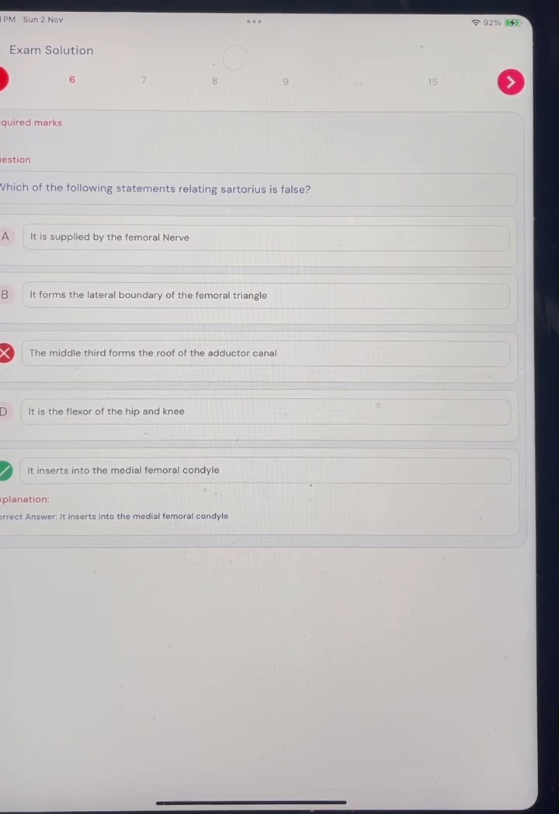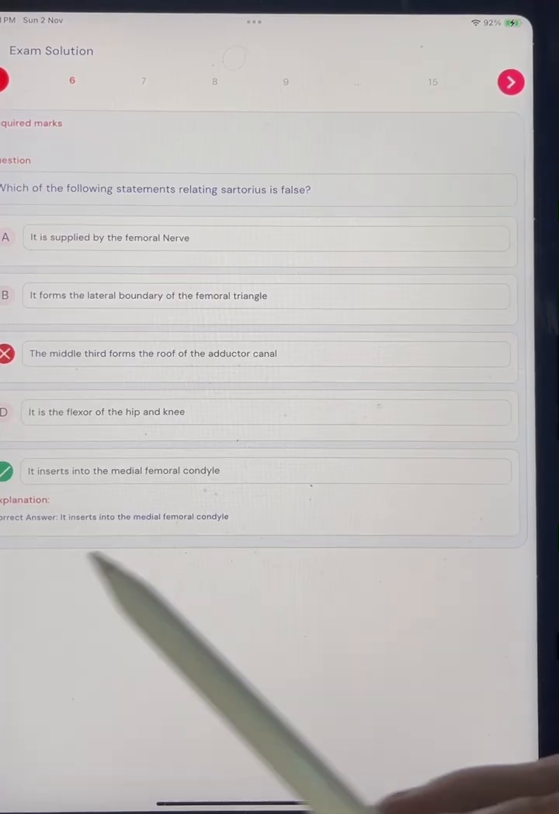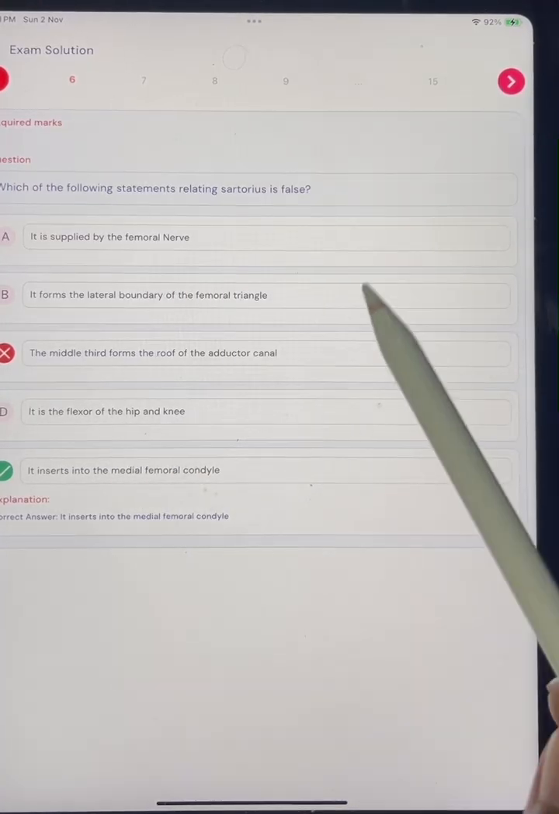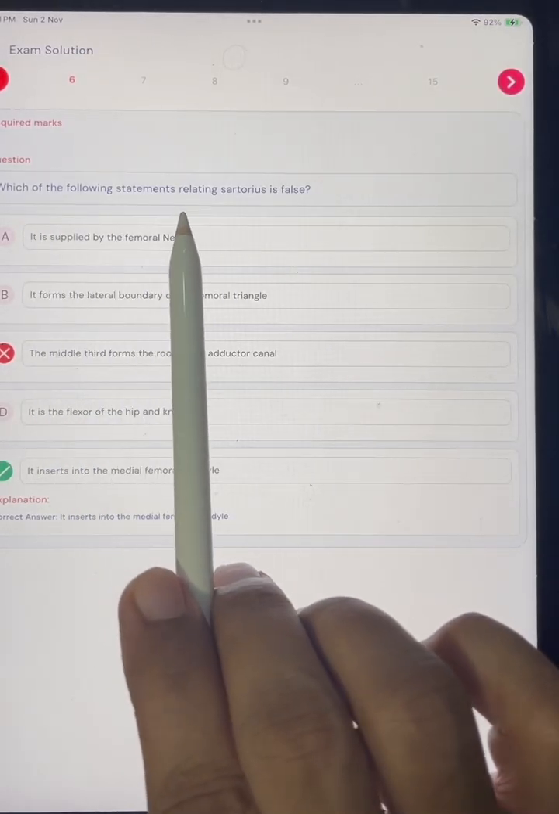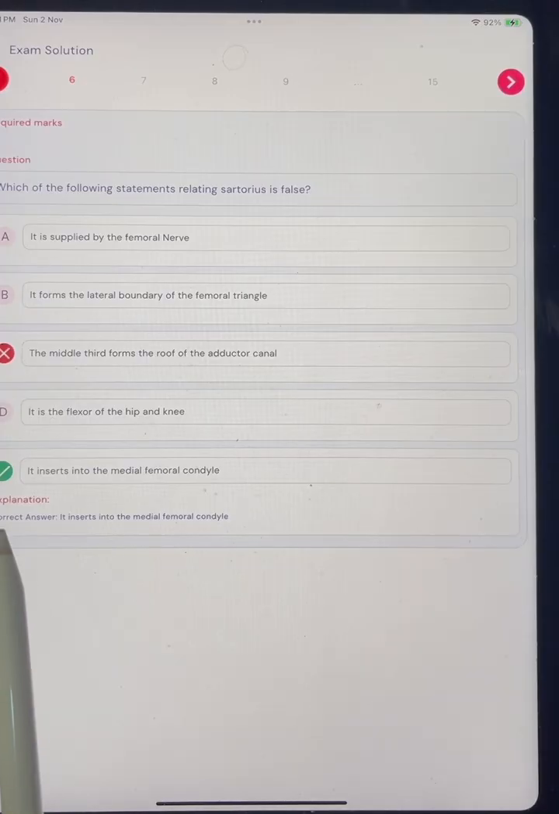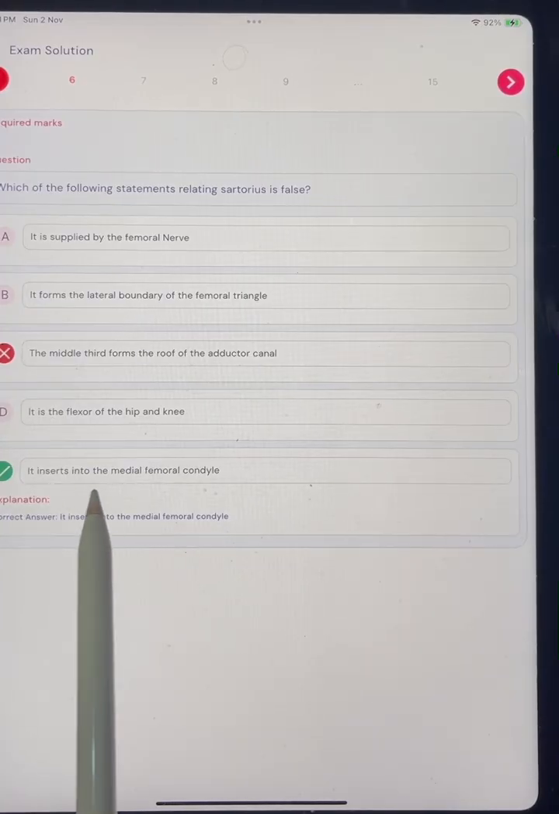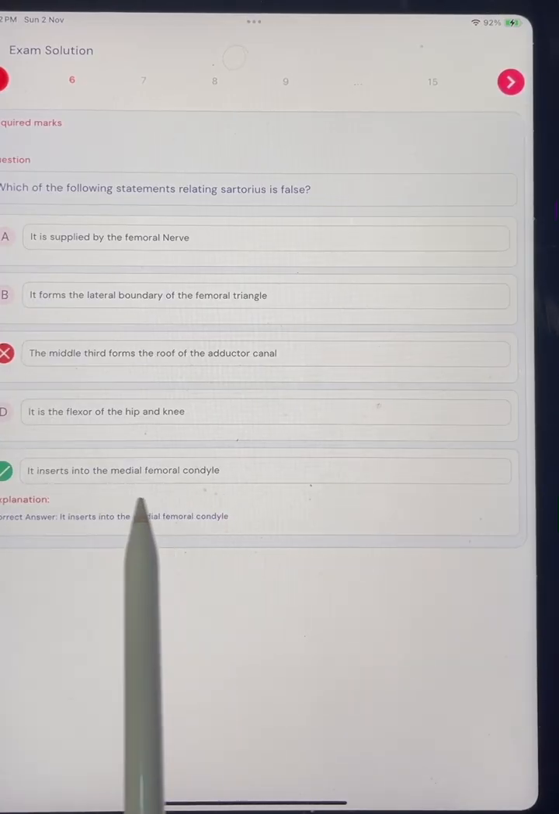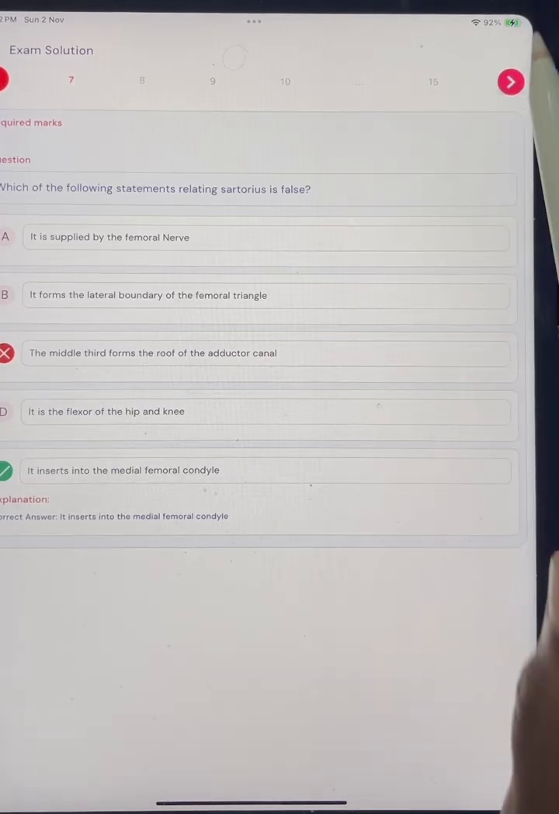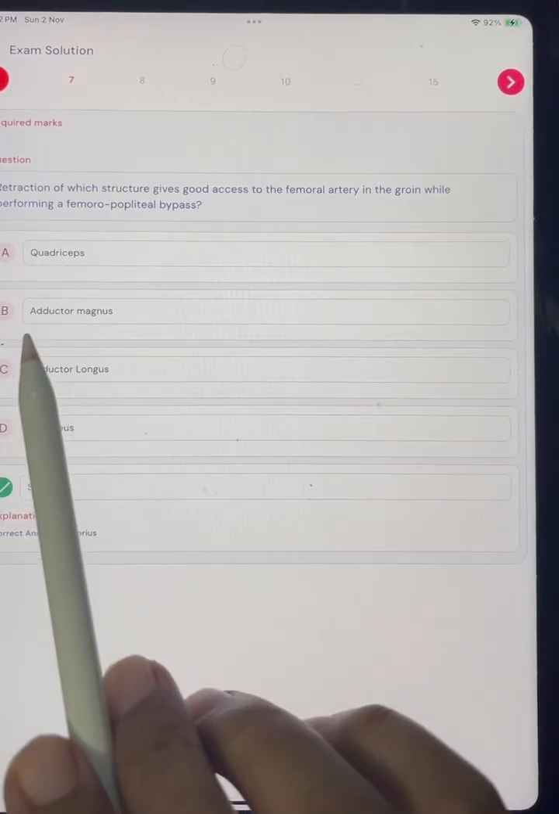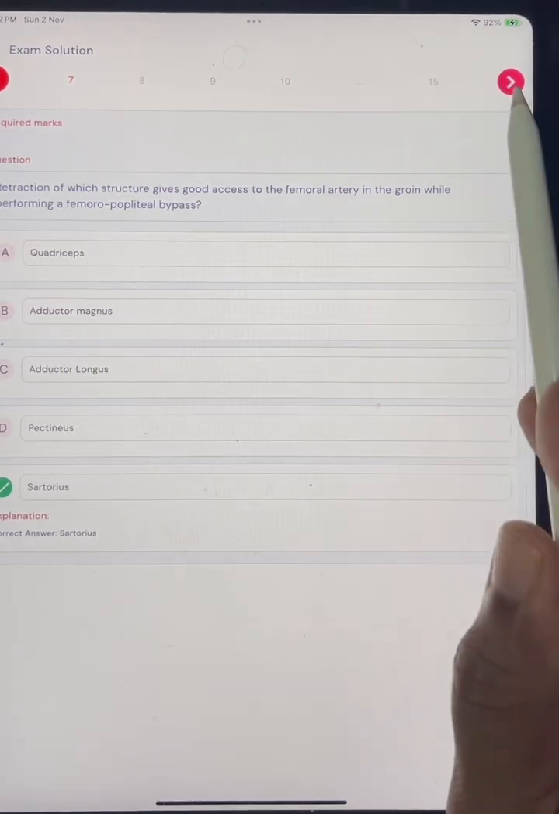False. So what is the right? It inserts into the correct answer. See, the answer is not properly given. Which of the following statements relating to sartorius is false? If this is false, it inserts into the medial femoral condyle. Then what is the right? Explanation is not given. The relation is access to; you have to retract sartorius.